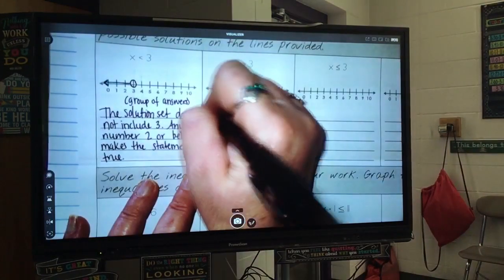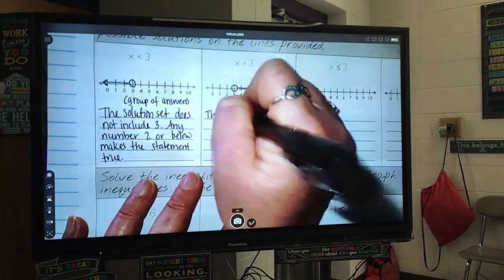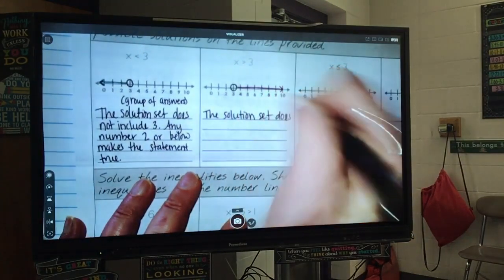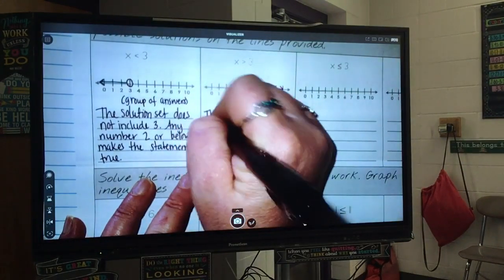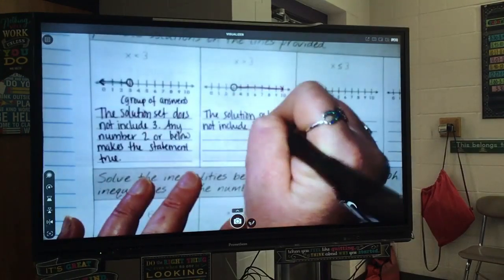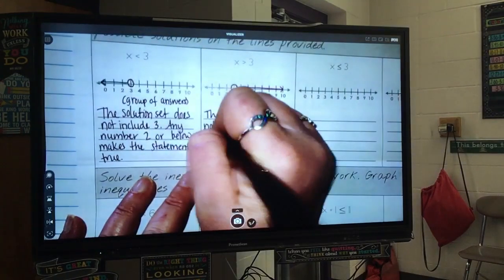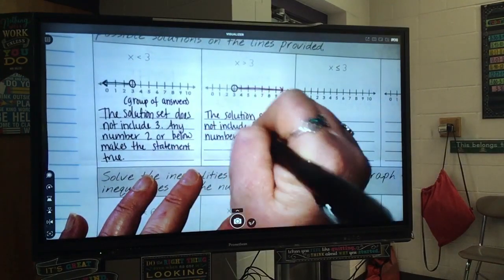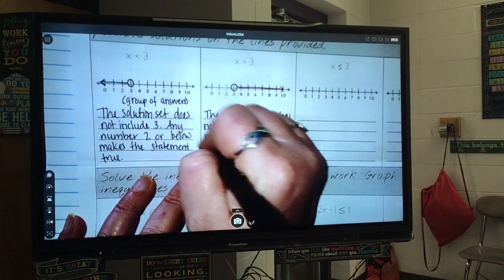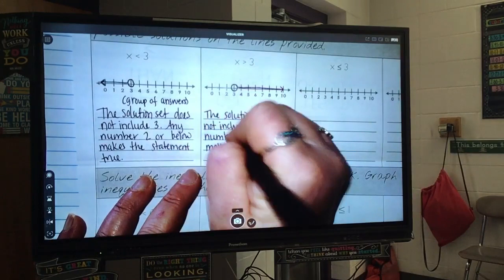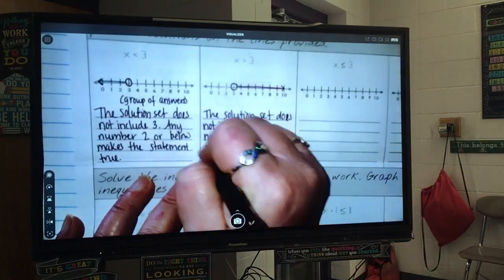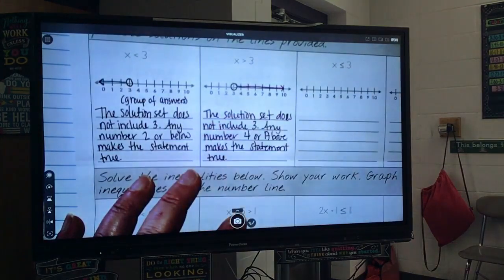And then again, the solution set does not include 3. Any number 4 or above makes the statement true. Can you say 4 or more?